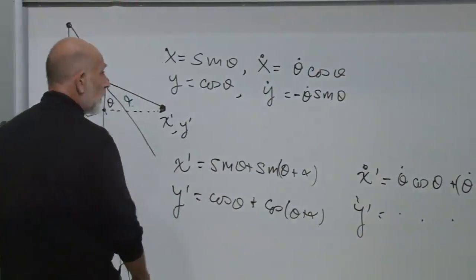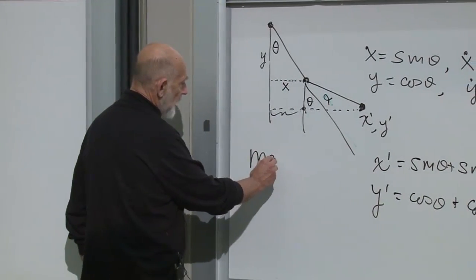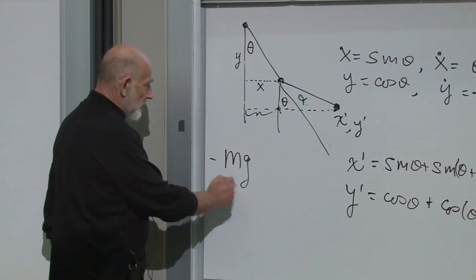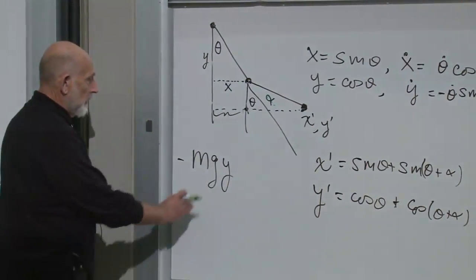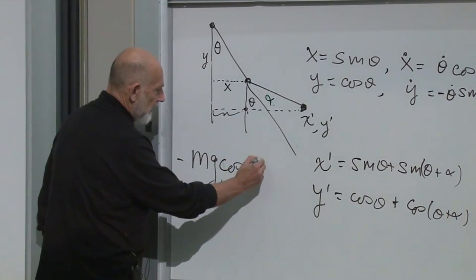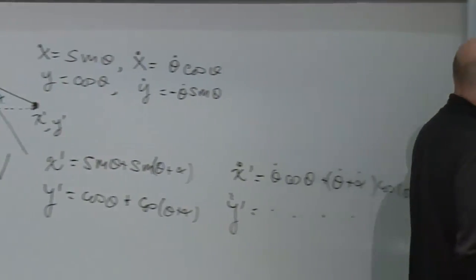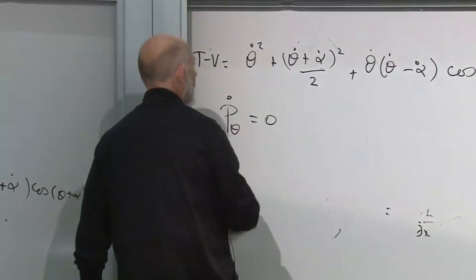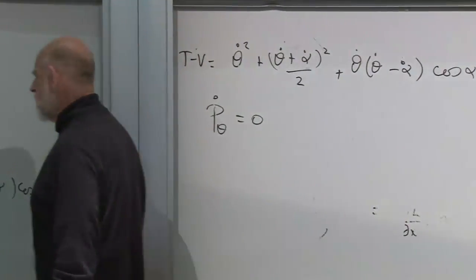But let's just write down what it would be. What's the potential energy? The potential energy is mg times the y coordinate, it's actually times minus the y coordinate. And the minus the y coordinate involves cosine theta. So the potential energy, this would be the potential energy, and we would subtract it. So T minus V would be, did I do this right? No, I did not do it right.